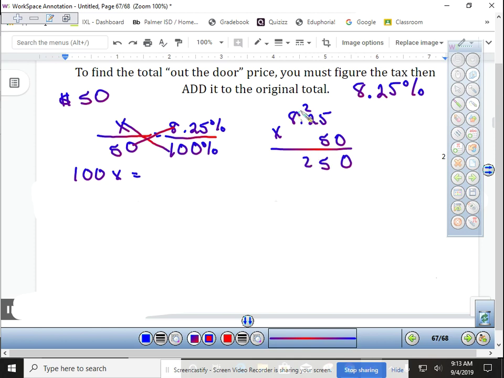10, 12, 41. 41. And then I move it. Why did I put the decimal there? Because it's too close. Good. So this is 412.5. Right? Next step.